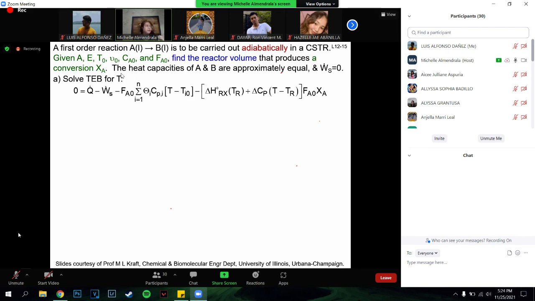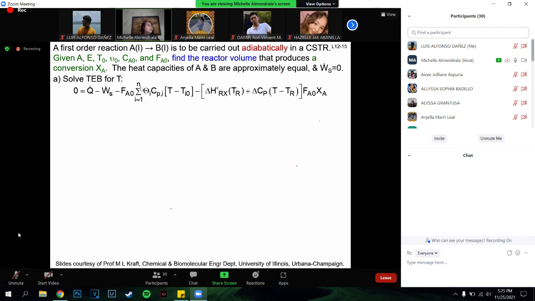So we define our TX relationship. If T is unknown, X is unknown. Okay, so the heat capacities of A and B are known and they are equal, and shaft work is negligible. So the energy balance, when it comes to thermal energy balance, therefore for T will be this.